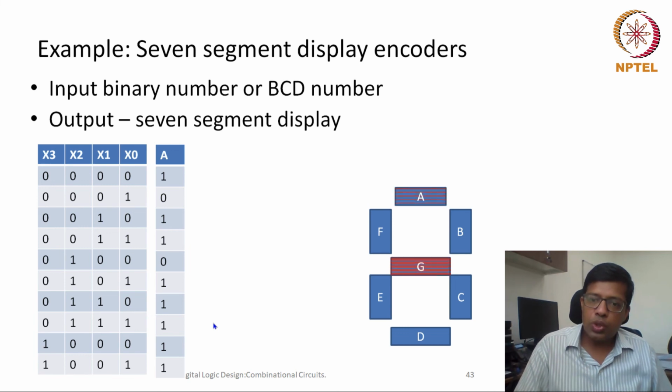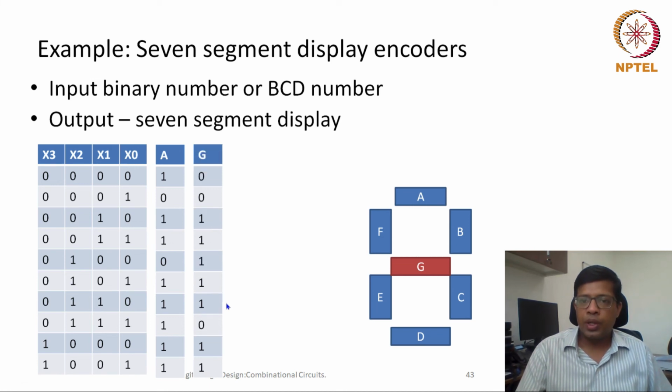Similarly for other outputs also, let's say for G, I'll create a similar truth table. G is not 1 for 0. For 1 also it is not there, for 2 it is there, for 3 it is there, for 4 it is there, for 5 it is there, for 6 also it is there, 7 it is not there, 8 it is there, and 9 also it is there.